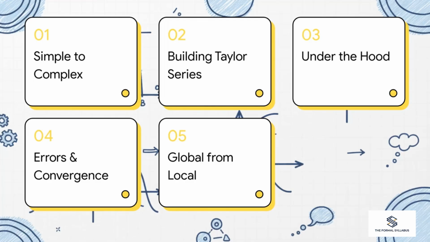Here is our roadmap for today. We'll start with a real-world linear approximation. Learn how to mathematically bend those straight lines. Take a look under the hood at the mechanics. Tackle errors and convergence. And finally, see how local data predicts the global universe. Let's get right into it.